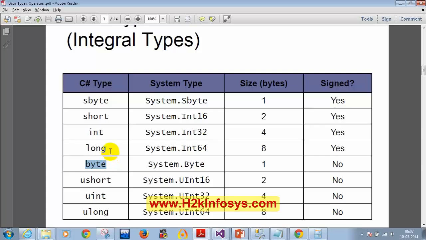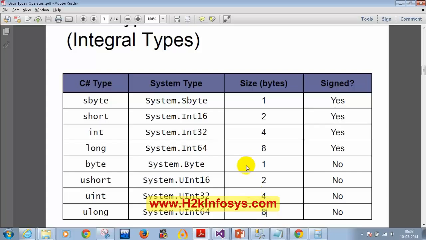If you want to store marks and total marks of subjects, for example, I have 6 subjects with a maximum of around 500, which data type can I use? Again, marks cannot be negative, so I'll go for uShort. That is how you have to decide on the best possible data type, otherwise you are wasting memory. For example, if I want to store the age of a person, why should I use uLong? If I use uLong, I'm using 8 bytes of memory, which is not required. Depending on the value which you want to save, you have to use the appropriate data type.